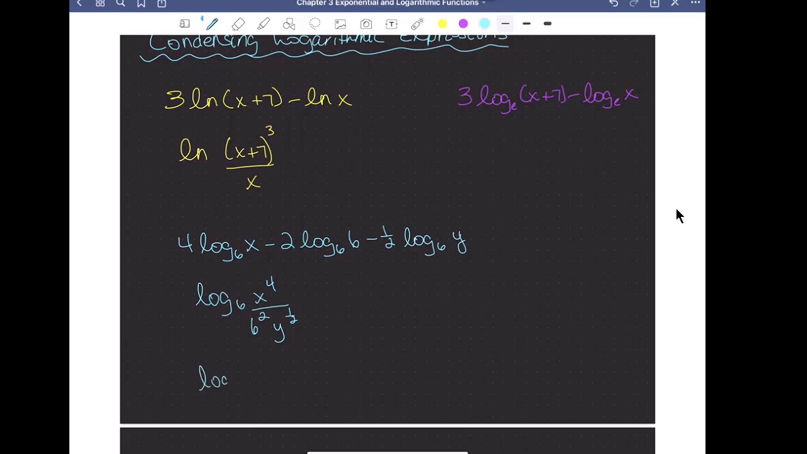What do we have? Log base 6, x to the 4th, we can't simplify any which way, shape, or form. 6 squared we know is 36, and y to the 1/2, we know that would be the square root of y. And that would be my final answer. I'm asking myself, how many times did I write log base 6? I only wrote it once. And then I'm looking at each one of these terms just to make sure they're simplified down as far as they can be.